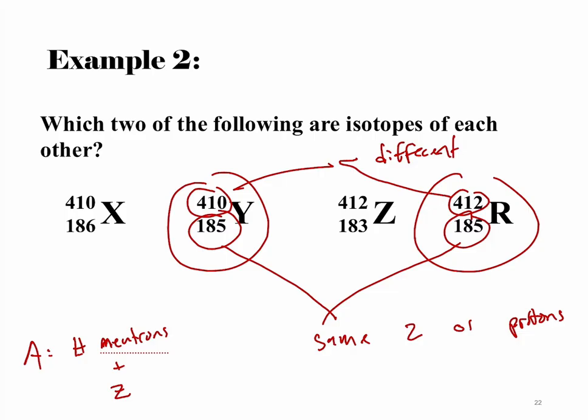Right, so any two elements that have the same number of protons are the same element. They can have different numbers of electrons, that makes them ions of each other. They can have different numbers of neutrons, that makes them isotopes of each other. But the protons give the element its identity. So Y and R here, those are just random, but hydrogen will always have 1 proton, for example. Helium will always have 2 protons.